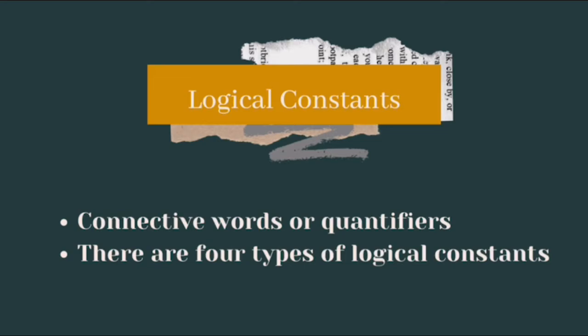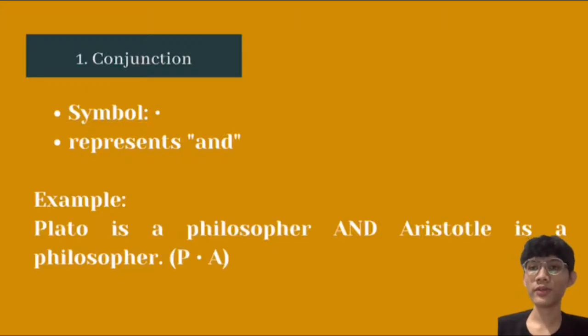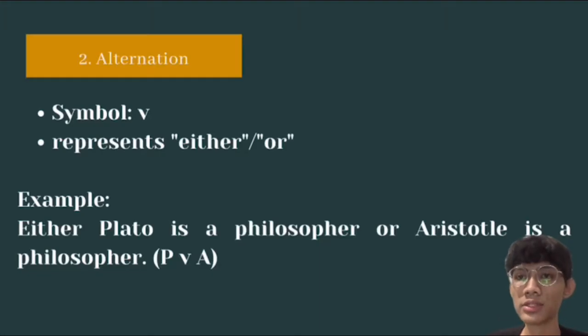There are four types of logical constants. The first type of logical constant is called a conjunction. It is represented by the symbol bullet, and it represents the connecting word and. So in this example, Plato is a philosopher and Aristotle is a philosopher. The two simple statements are connected by the word and. We represent these two simple statements by using the respective capital letters P for Plato and A for Aristotle, and we use the symbol bullet instead of the word and to connect them.